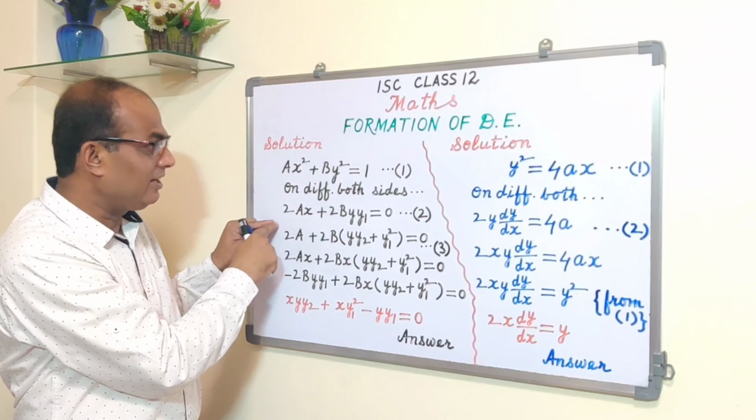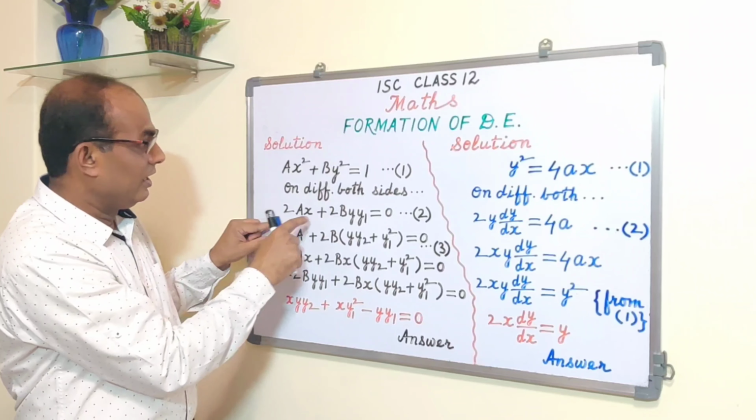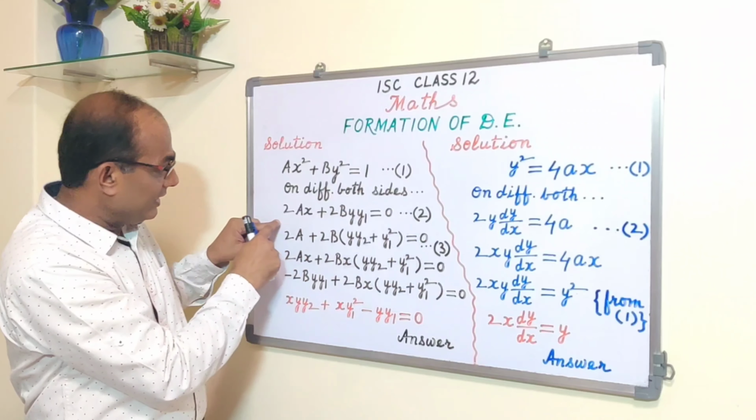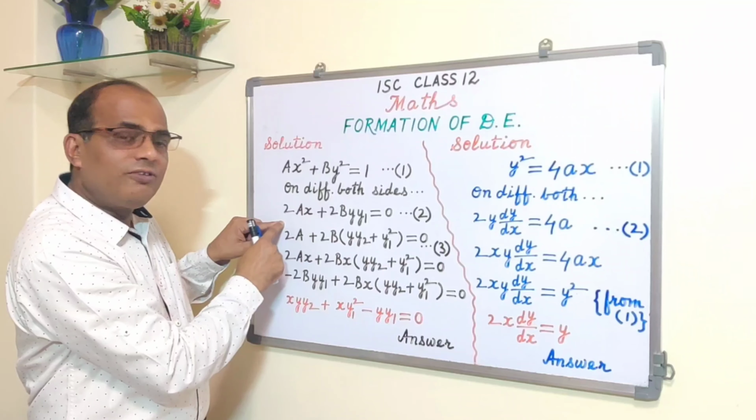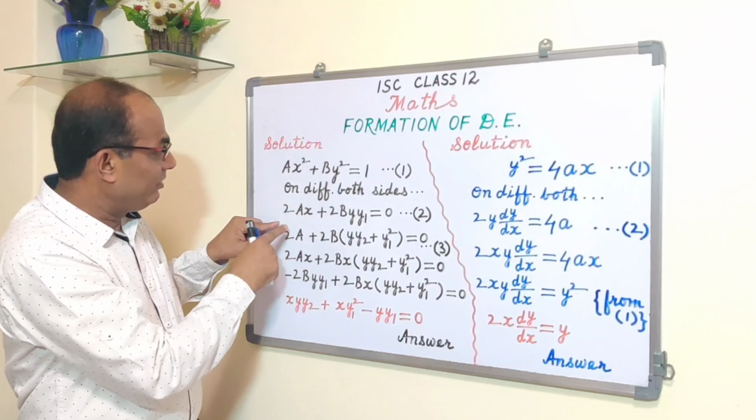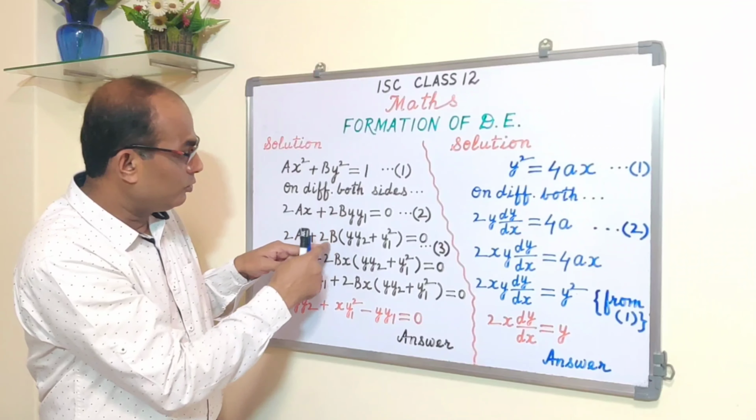So once again, now here you write down. I didn't write down because there was no space. So you please write down. On differentiating both sides with respect to x, we get this equation number 2. Now here you write down. Again, on differentiating both the sides with respect to x, we get again. So again, when we differentiate, 2a is a constant, derivative of x is 1, and here 2b as it is.